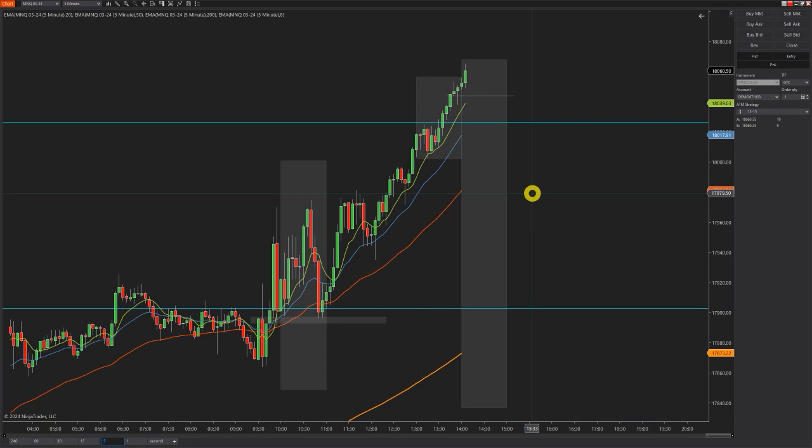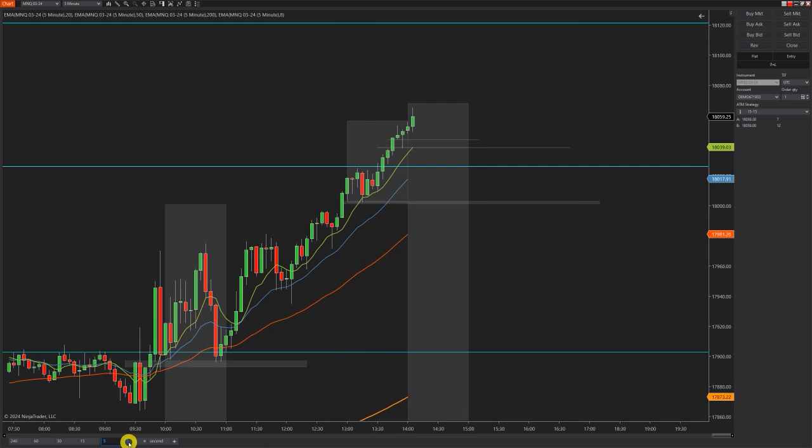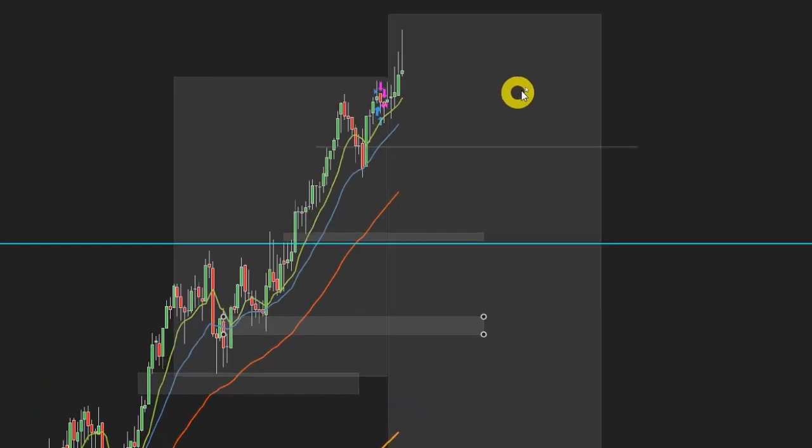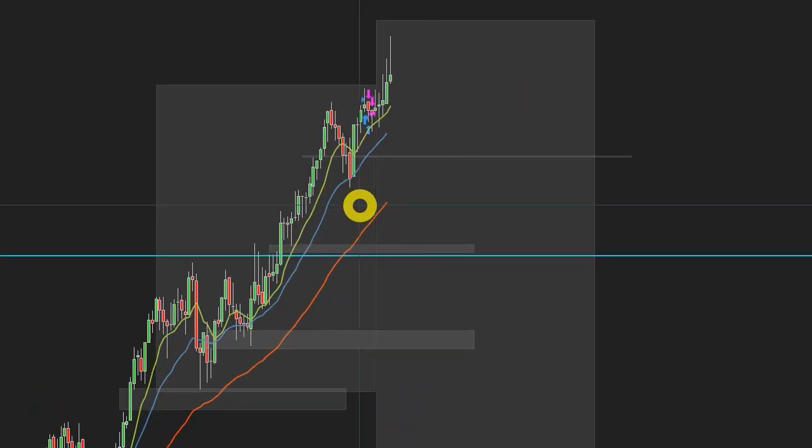We have little tiny draws on liquidity here and in different places. Here's another one that it could come down and sweep before going up. So it could come down and sweep before going up. And if it does, then the draw on liquidity would be internal and temporary. It'd be down in this area here.